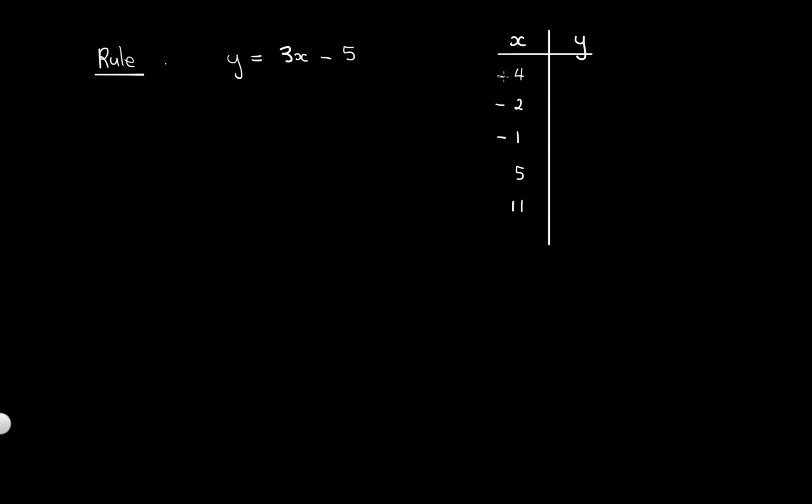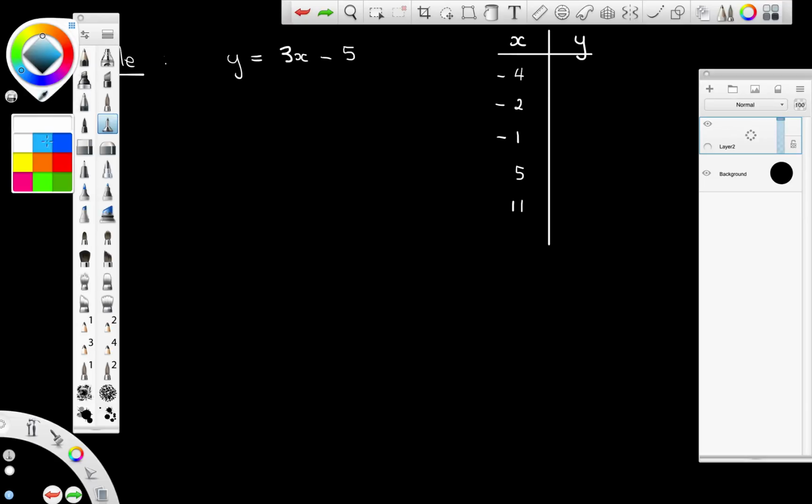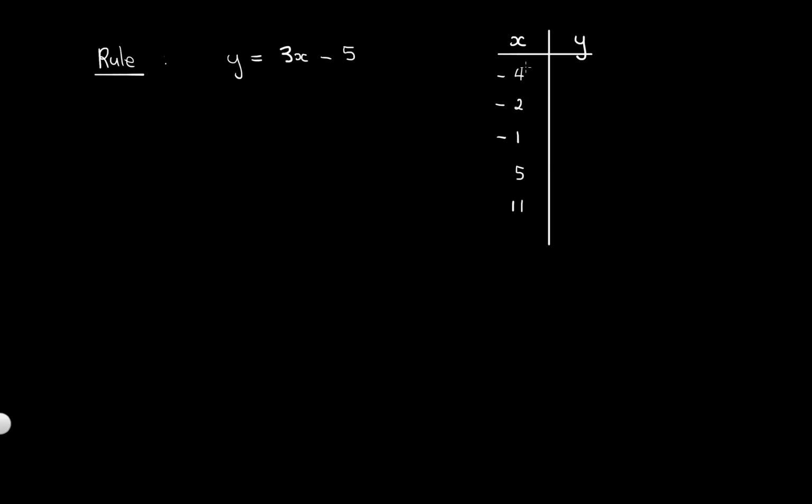So let's now work out the corresponding y values. What you need to be able to do is take each of these x values one by one, substitute the x value into where we see the x value in our rule, and then work out the corresponding y value, and then that y value we place on the other side of the table. So let's do a couple.